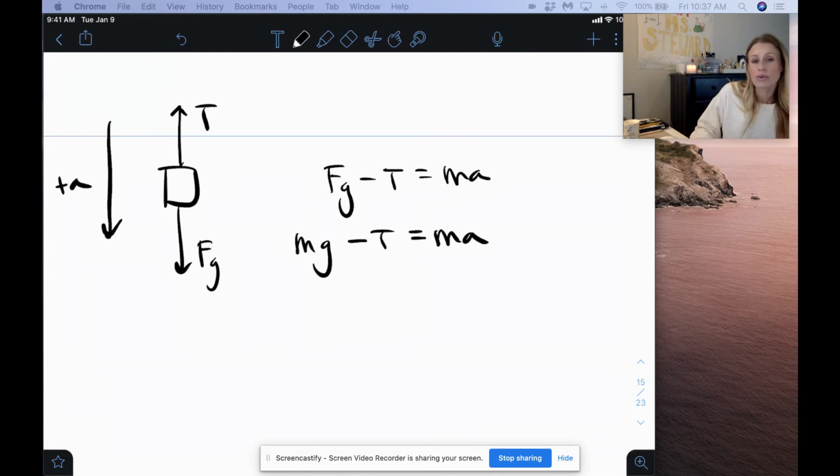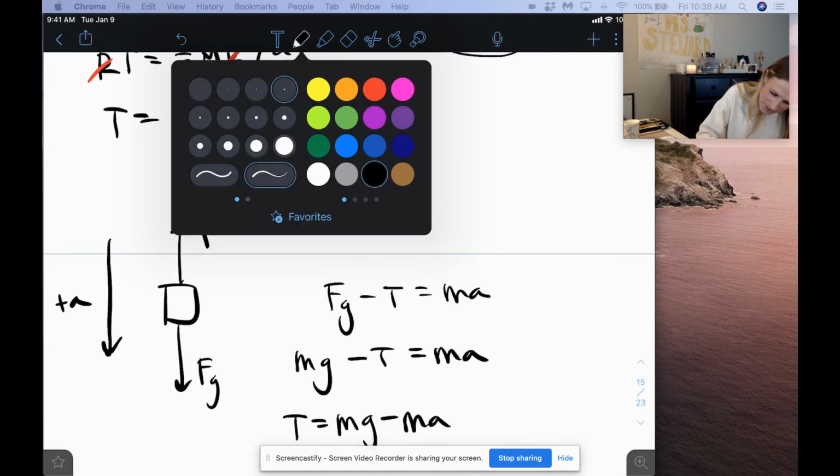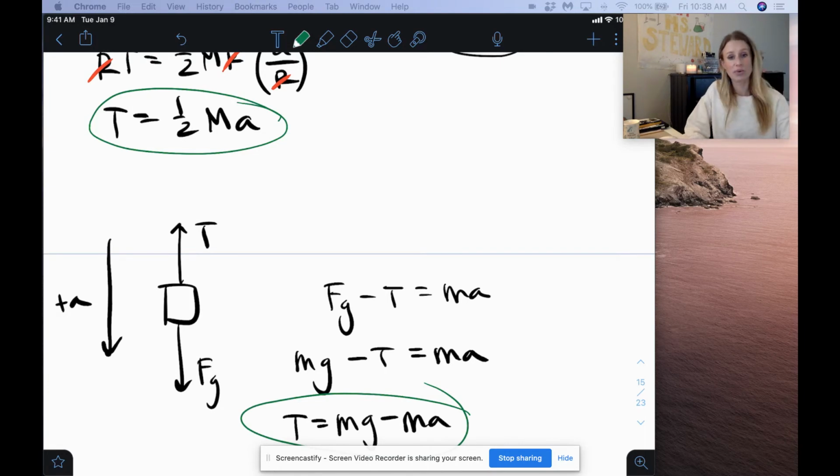I'm going to solve this equation for tension because, again, I have two unknowns here. I have the tension and the linear acceleration. So solving this equation for tension, I get tension is equal to little m times g minus little m times a. And now I have two equations for tension. I have this one right here and this one right here. And I have two unknowns here as well. I have tension and linear acceleration, both as unknowns. So what I'm going to do here is set these equations equal to each other.